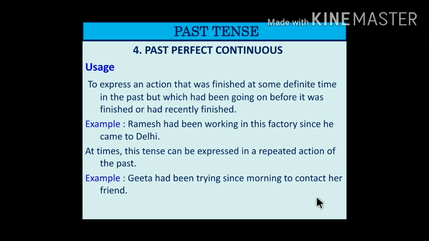Next, past perfect continuous tense. It talks about an action that was done in the past but keeps on continuing, that is, the action keeps on being done repeatedly. It expresses an action that was finished at some definite time in the past, but which had been going on before it was finished or had recently finished, where the time of speaking is compared with the time when the action was done. For example: Ramesh had been working in this factory since he came to Delhi. See, since or for.